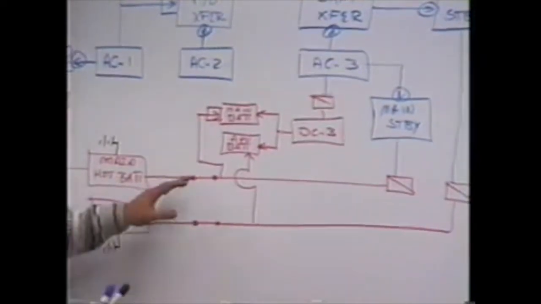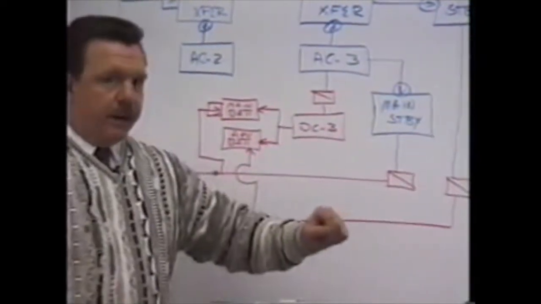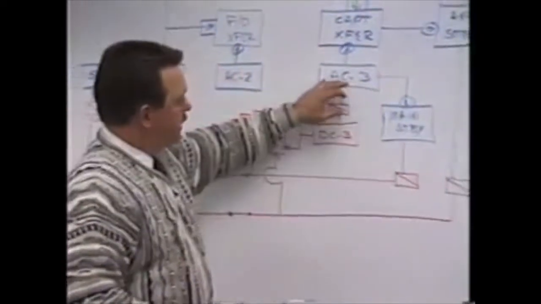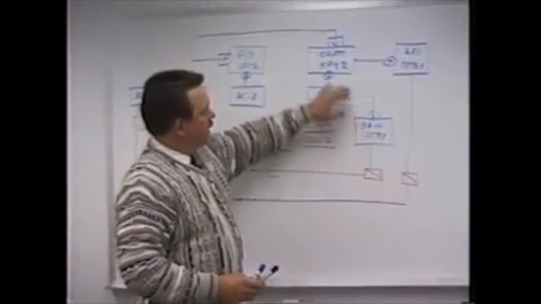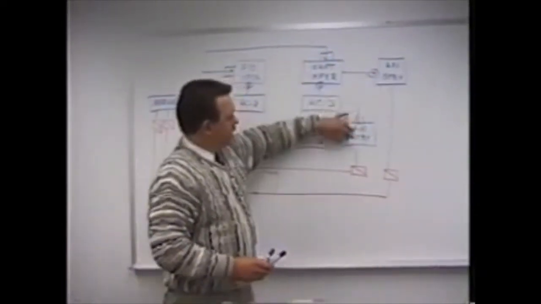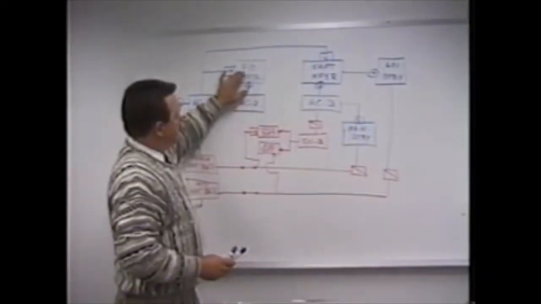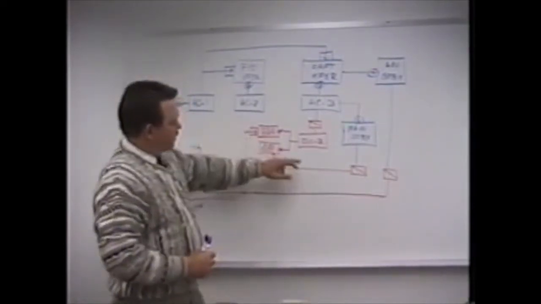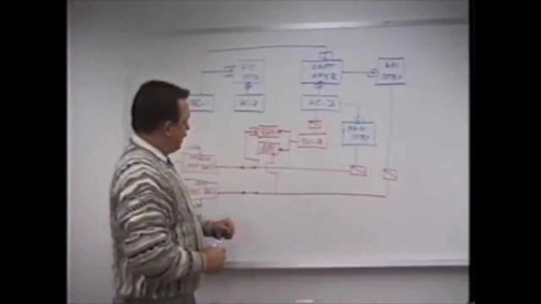If everything was normal, the standby power switch was in automatic. Captain's transfer powers the APU standby. AC bus 3 powers the main standby. Captain would have all of his instrumentation. AC bus 2 would power the first officer. First officer would have all of his instrumentation. The battery buses are powered by DC bus 3.